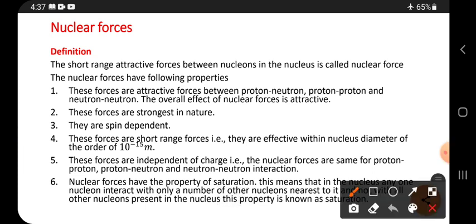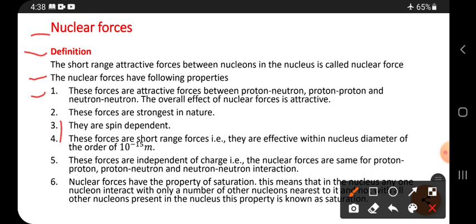First, nuclear force. What is nuclear force? The short range attractive force between nucleons in the nucleus is called nuclear force. Nuclear force is an attractive force and is a short range force. This force can act among the nucleons within the nucleus, so that is why it is called nuclear force. Next, nuclear force has the following properties. These are the important properties.